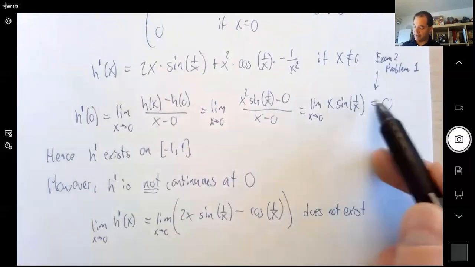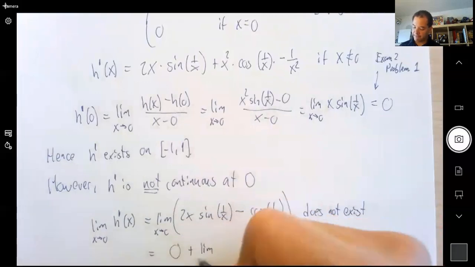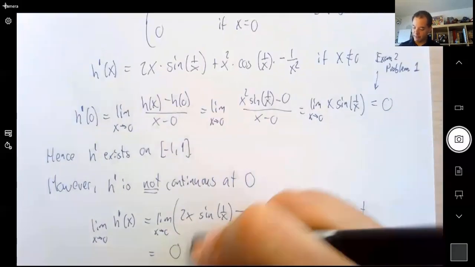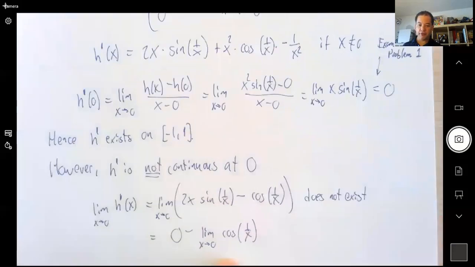We already know this limit is 0. So you can break this as 0 plus the limit or minus the limit of cosine 1 over x. And to properly show this one doesn't exist, you can show me two sequences that both go to 0, and yet this goes to different things.